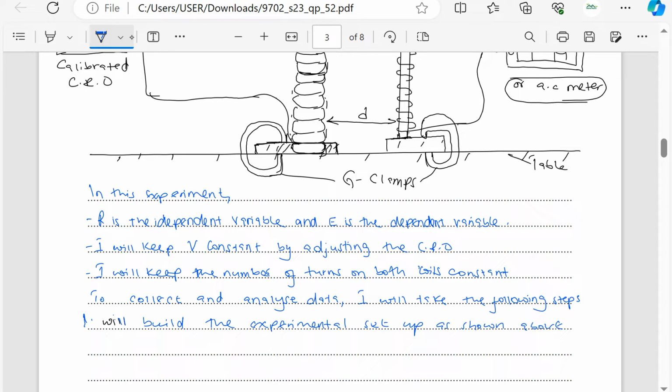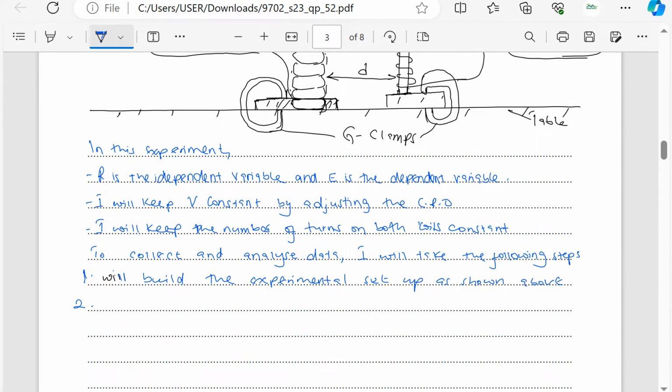I'll build the experimental setup as shown above. So step number 2, of course, I have to clamp. I've shown that I would clamp the coils, but I may want just to explain why I have clamped them, but it's not very necessary. The examiner will know that you have clamped because you want them to be at the same distance.